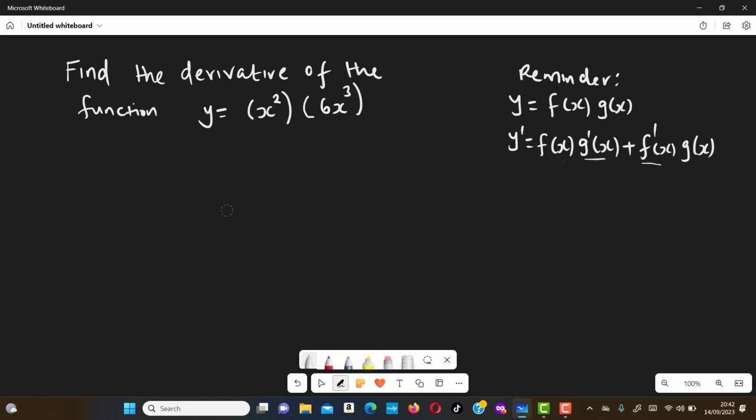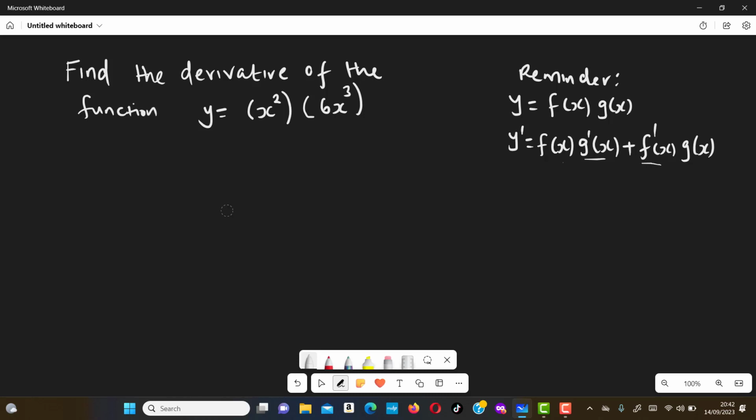In other words, to use the product rule, we will multiply the first function by the derivative of the second function, then add the derivative of the first function times the second function to that result. Let's do an example where the function is the product of two power functions.